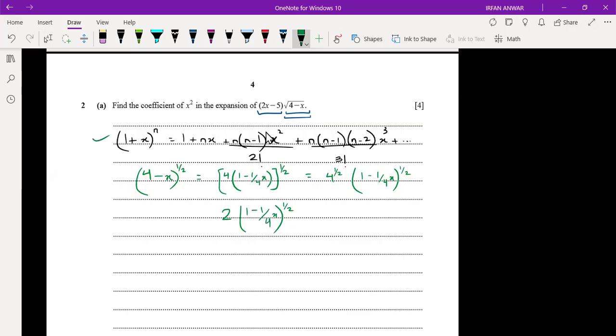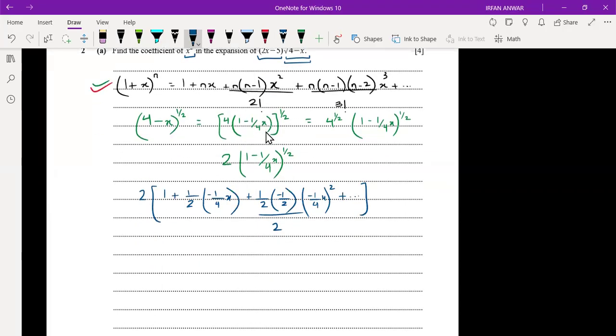Okay. Now, just applying this formula here, I'm just expanding this. So this becomes 2 times 1 plus n, which is half, times x, which is minus 1 upon 4 x, and plus n times n minus 1 over 2 factorial, which is 2, times x squared, which is minus 1 upon 4 x whole squared. And since we are just concerned with the power up till x squared, we need not go ahead.